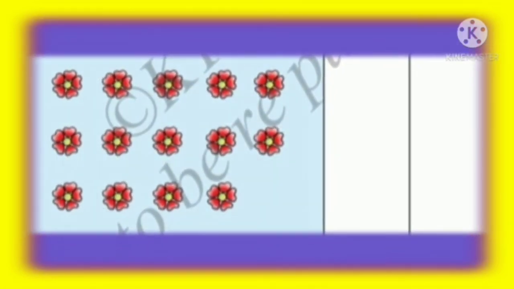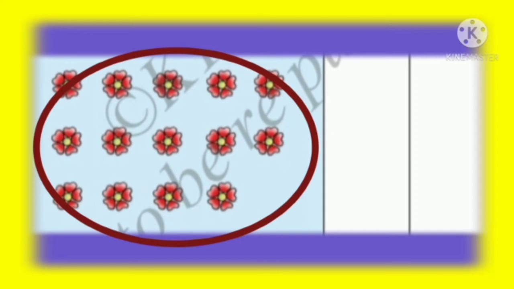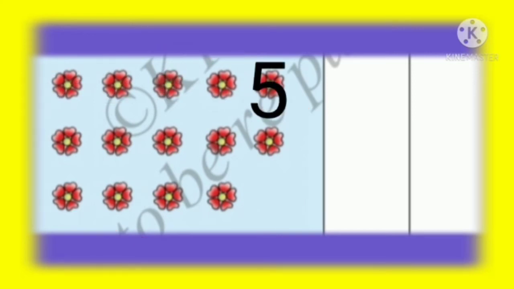Here we have flowers. How many flowers are there? Let us count, children. 1, 2, 3, 4, 5, 6, 7, 8, 9, 10, 11, 12, 13, 14. Totally 14 flowers are there. We will circle 10 flowers.